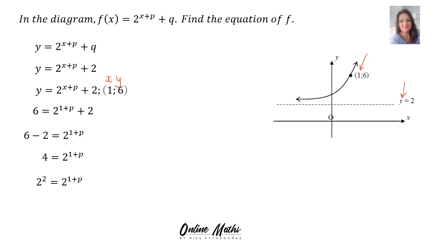And now we will say bases are the same, therefore we can say 2 is equal to 1 plus p. And we solve p. 2 minus 1 is p, and therefore p is equal to 1. And then the equation will be f of x is equal to 2 to the x plus 1 plus 2.